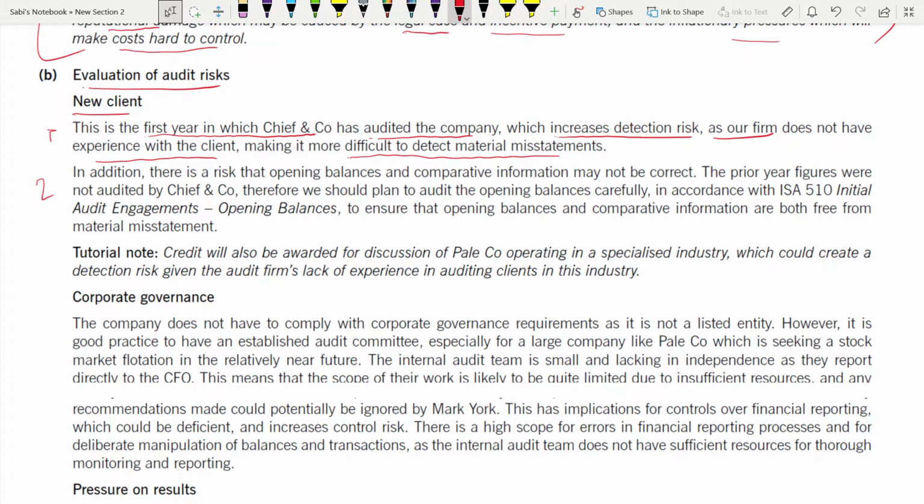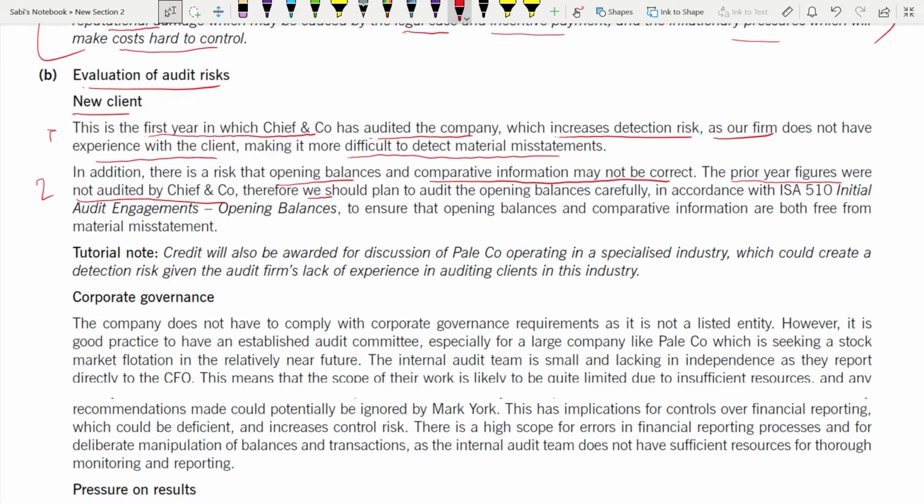Number two, in addition, there is a risk that opening balances and comparative information may not be correct. The prior year figures were not audited. Why will they not be correct? You always have to give the reason, if you are saying it's correct or it's not correct. Because the prior year figures were not audited by Chief and Company. They were audited by another accountant, sorry, another auditor.